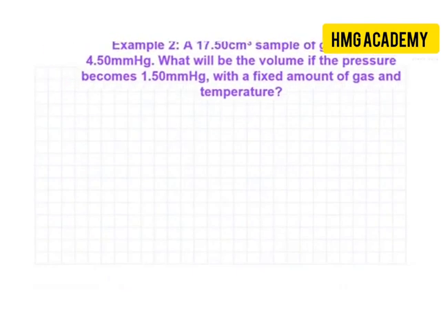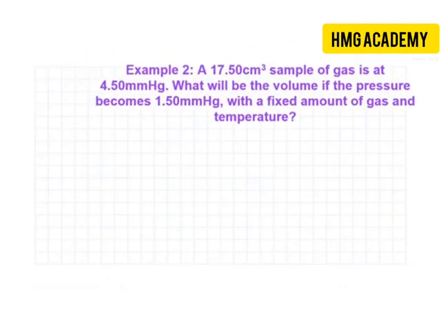Example 2. A 17.50 cm cubed sample of gas is at 4.50 mm mercury pressure. What will be the volume if the pressure becomes 1.50 mm mercury with a fixed amount of gas and temperature?